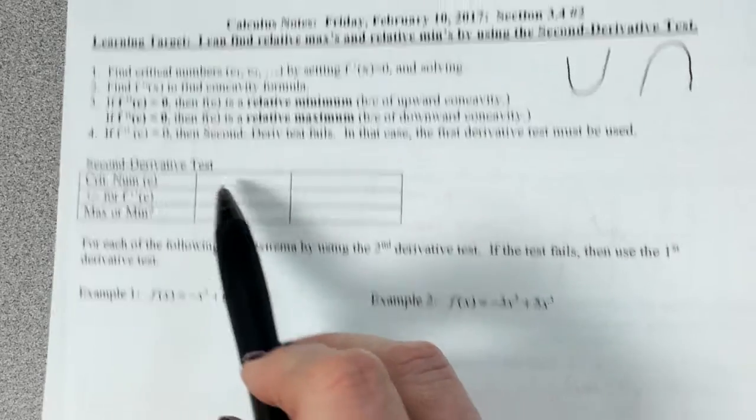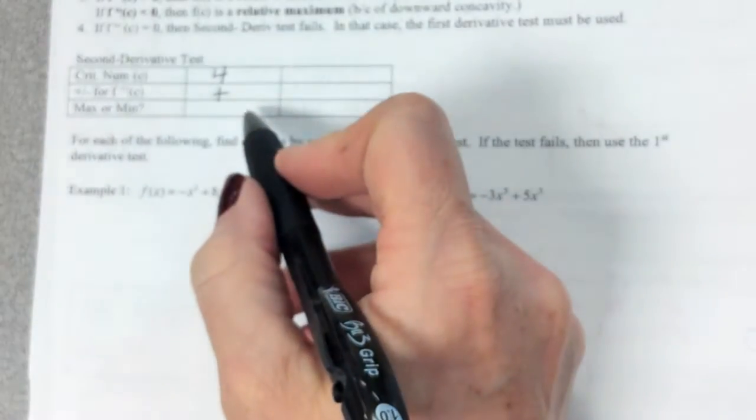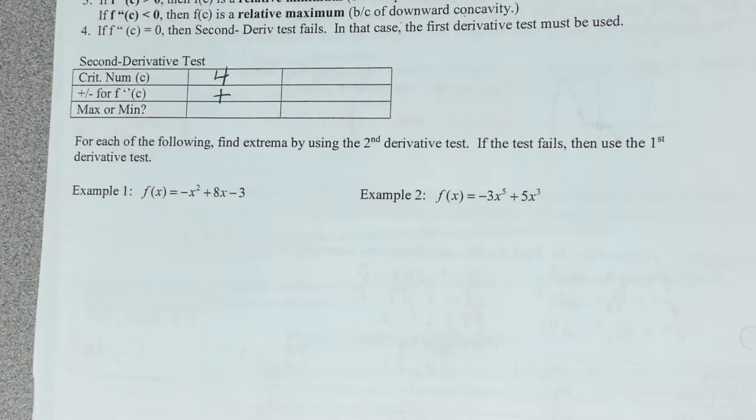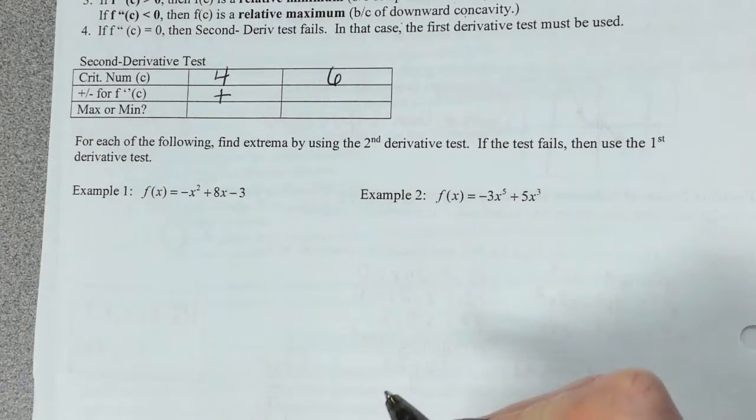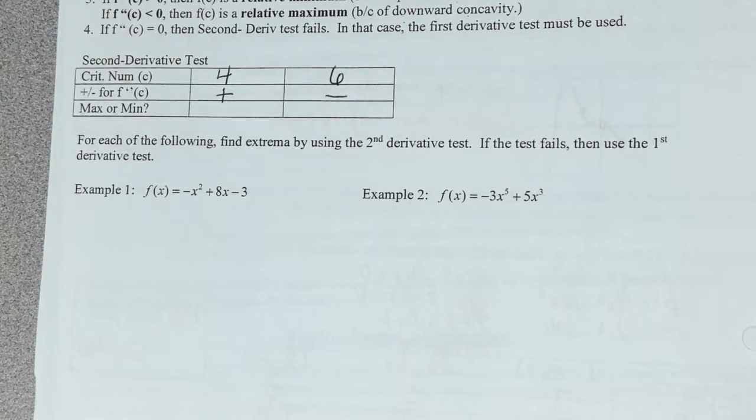All right, so now I'm going to give you guys an example. So let's say that our critical number is 4. I plug it into the second derivative and I get a positive. Write down whether it's a max or a min. And now, suppose that we have a critical number of 6. I plug it into the second derivative and I get a negative. What does that mean?